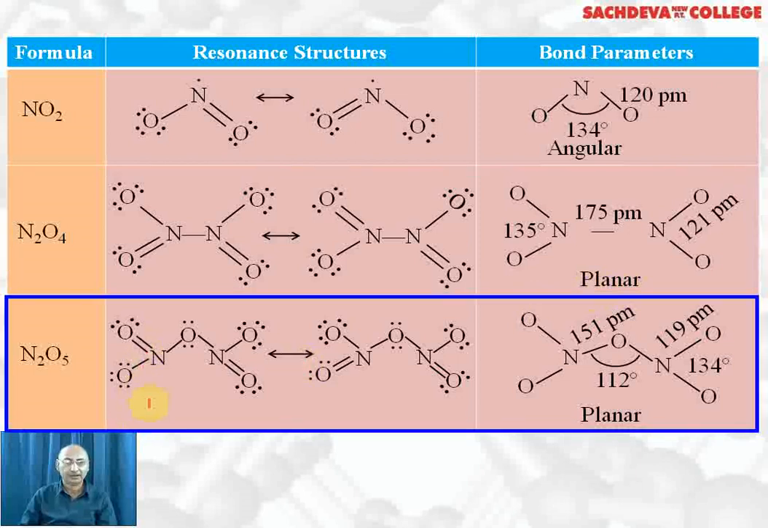In N2O5, here we have a double bond, here we have a coordinate bond. These two are single bonds. Here a double bond, this one is a coordinate bond.